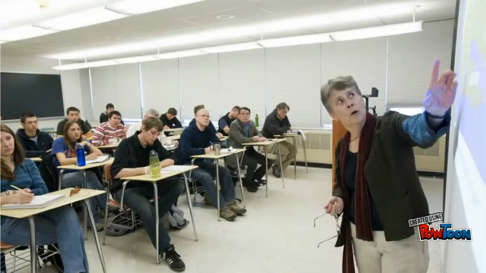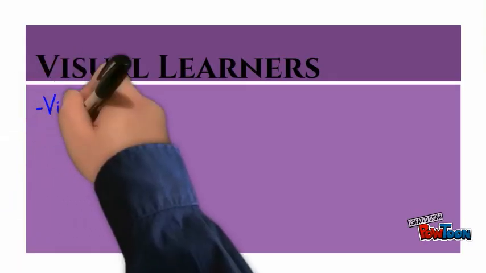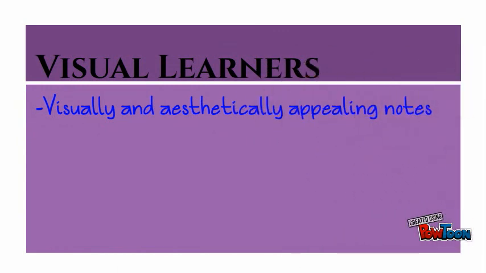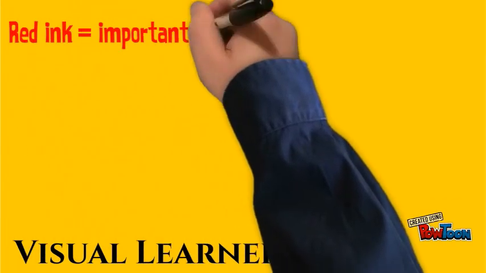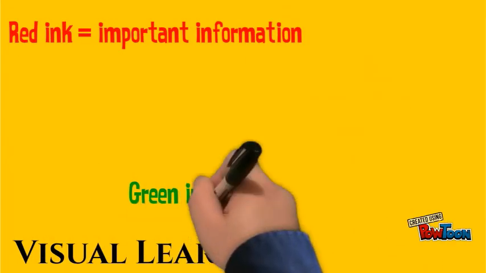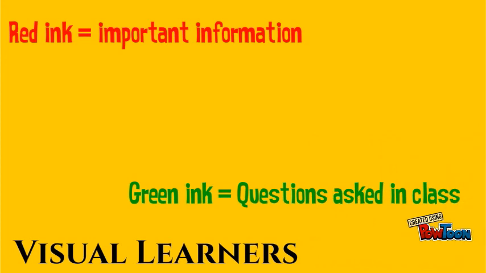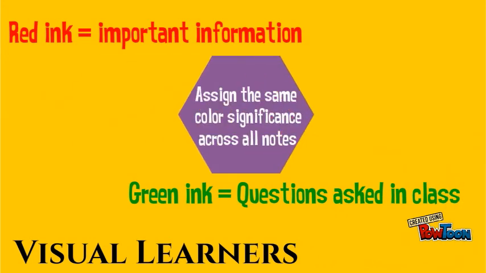Visual learners learn best when information is provided in a visual and aesthetically pleasing way. With that in mind, it is important to make your notes as visual as possible. Be sure to color coordinate your notes using highlighters or different colored pens. If you use red to identify important notes in history and green to identify questions your professors or classmates pose in class, assign the same significance to those colors across all of your notes for the semester. This will make taking notes fun, studying more enjoyable, and make it easier to decipher your notes.